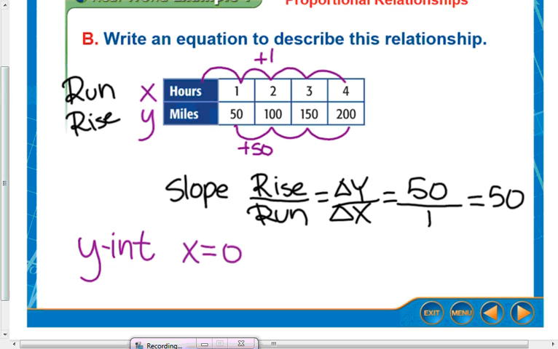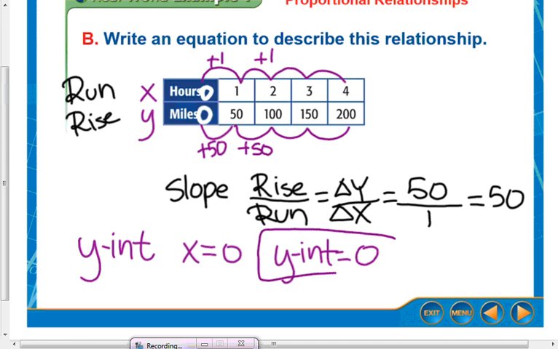0 to 1 is plus 1, right? Same proportion. So that means that this has got to be plus 50. What can I add 50 to and get 50? 0. And this would explain the graph going through the origin too. So my y-intercept must be equal to 0.